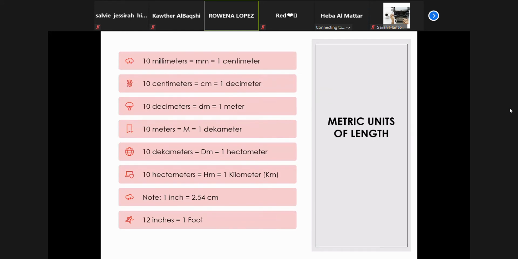Also this one, please make sure that you take note of this. 10 millimeters or mm is equivalent to 1 centimeter. 10 centimeters or cm is equivalent to 1 decimeter. 10 decimeters or dm is equivalent to 1 meter. 10 meters or m is equivalent to 1 decameter. And 10 decameters or dam is 1 hectometer. And 10 hectometers or hm is equivalent to 1 kilometer. And 1 inch, please do remember, is 2.54 centimeters. And 12 inches, 1 ruler, is equivalent to 1 foot.